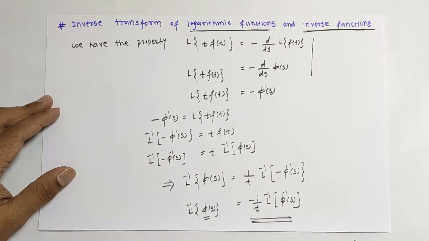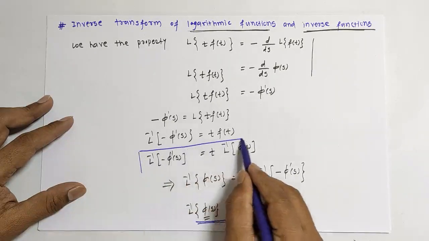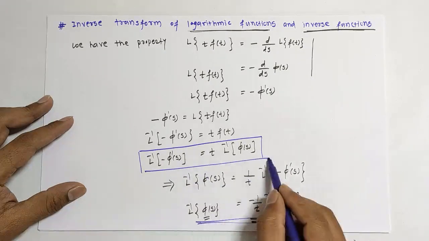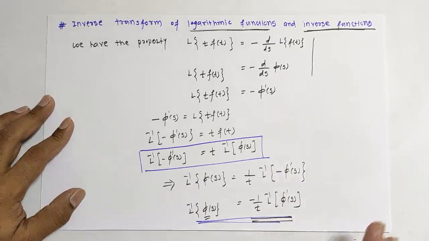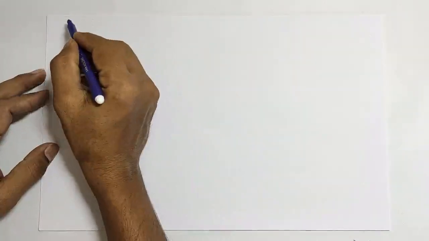Clear? So you have to remember these results. Either you can remember this result or you can remember this result. Both are one and the same. Let us write the working procedure for problems.